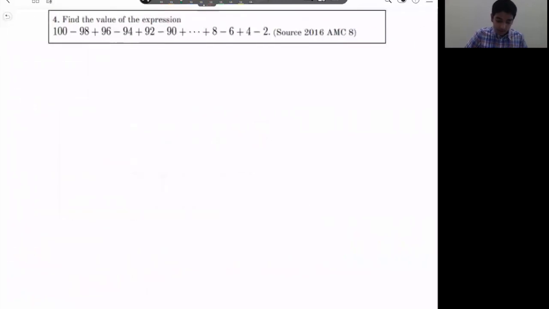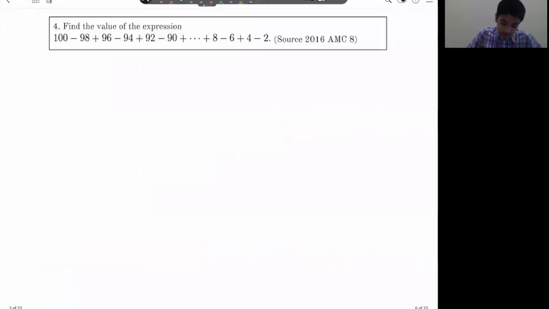Move on to number 4. Find the value of this expression: 100 minus 98 plus 96 minus 94 plus 92 minus 90, and so on. Here's how. We can see that there are 50 numbers, because they're all the even numbers essentially. And we see that they're grouped in pairs of 2.